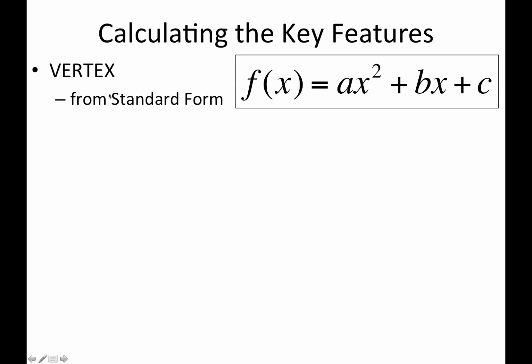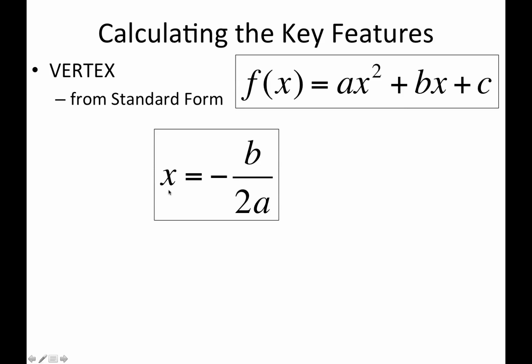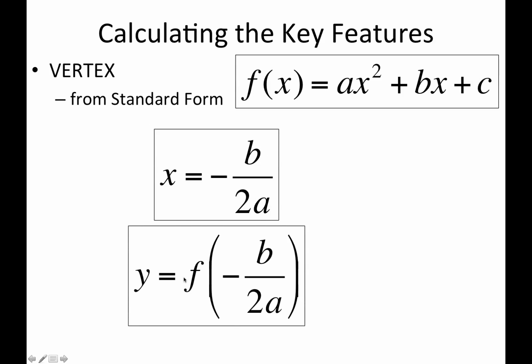Alright, calculating the key features. There's certain key features that you want to look at with quadratics. The first one we're going to look at is the vertex, and from standard form, this is how we would find the vertex. So you have f of x equals ax squared plus bx plus c. As we stated before, x is equal to -b over 2a, and y would just be whatever you get when you put this -b over 2a back into the function to calculate the y. So that's how you would find the x and the y, which is basically covered a couple slides ago.